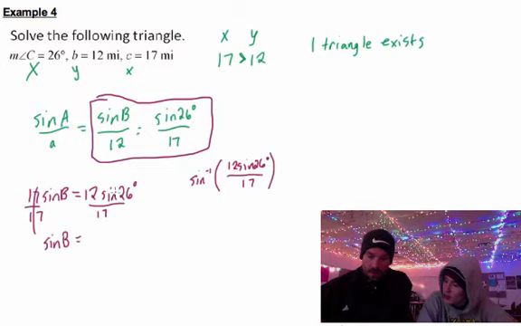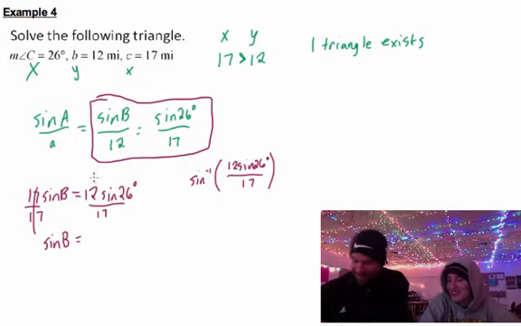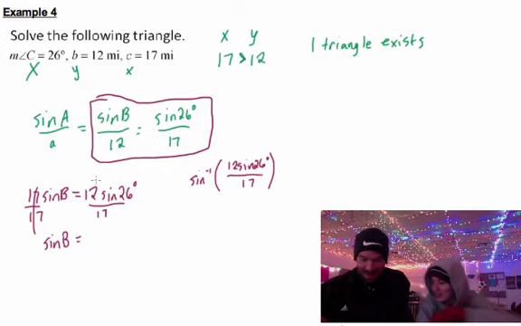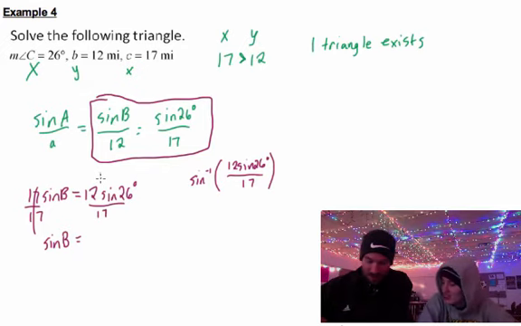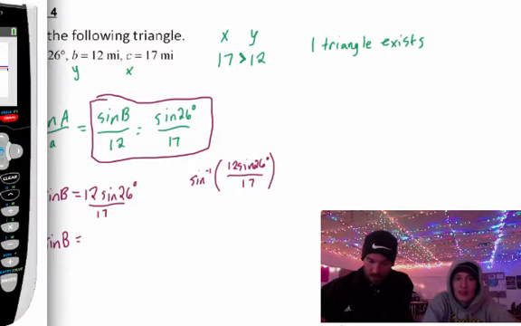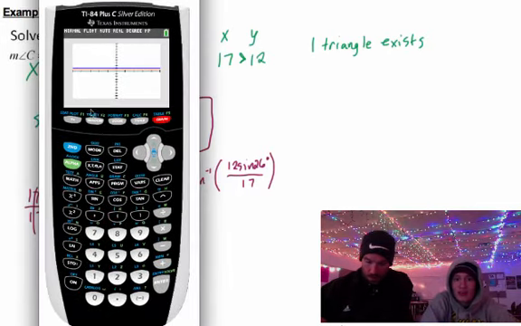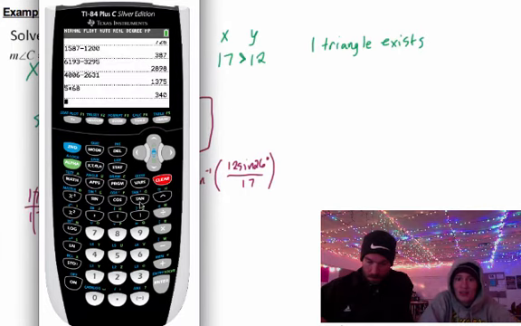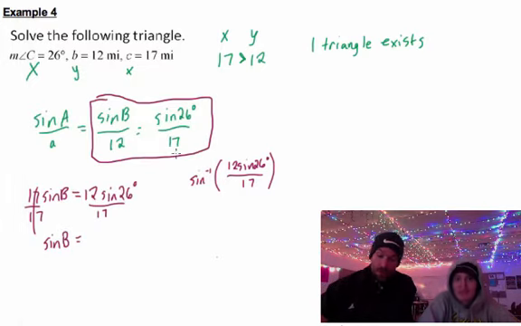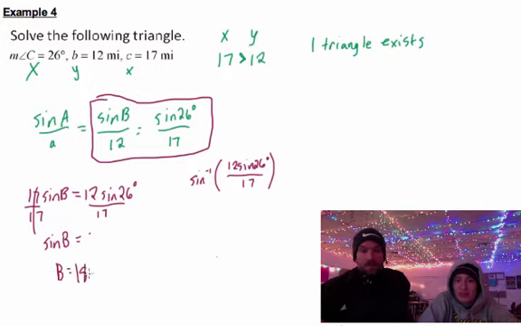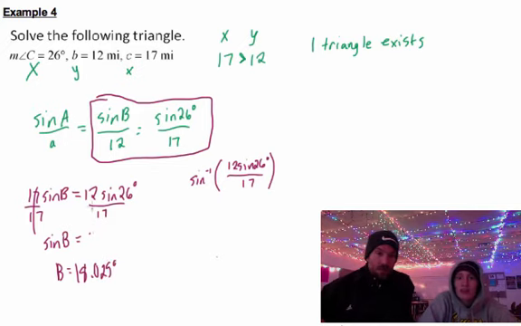I got 0.3. I feel like we want it to be in degrees. Let me just change the settings on my calculator here. One second while I sort this out. 18.025. That sounds a lot better. B equals 18.025. Yep, that's the angle B.